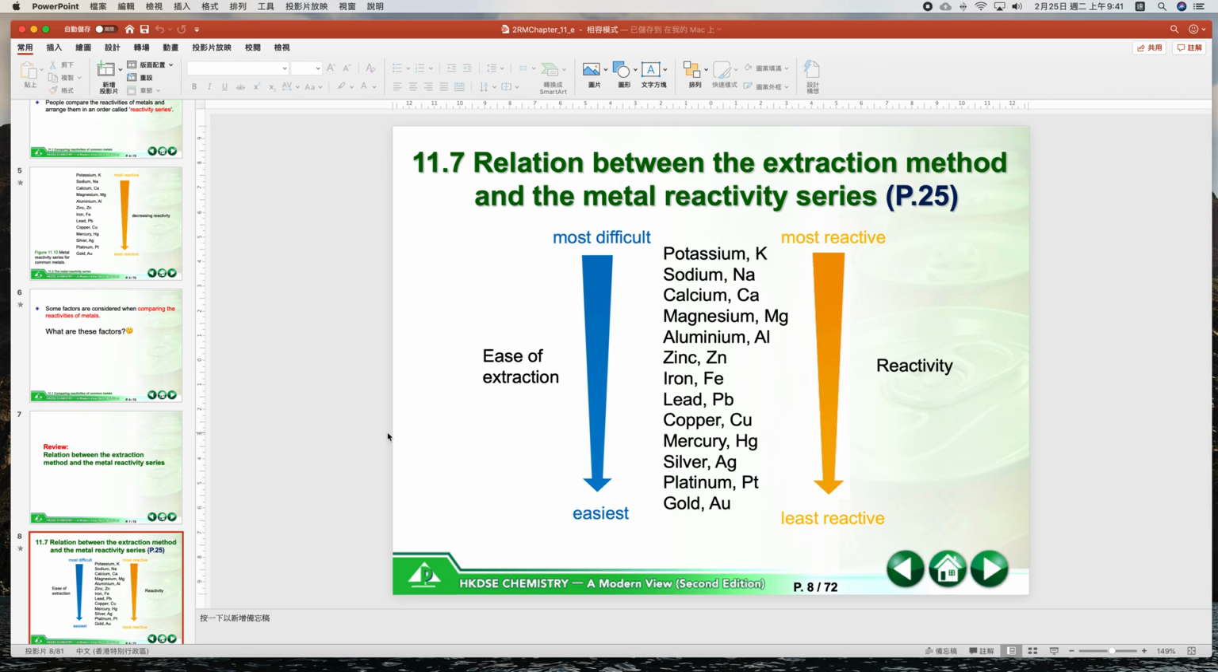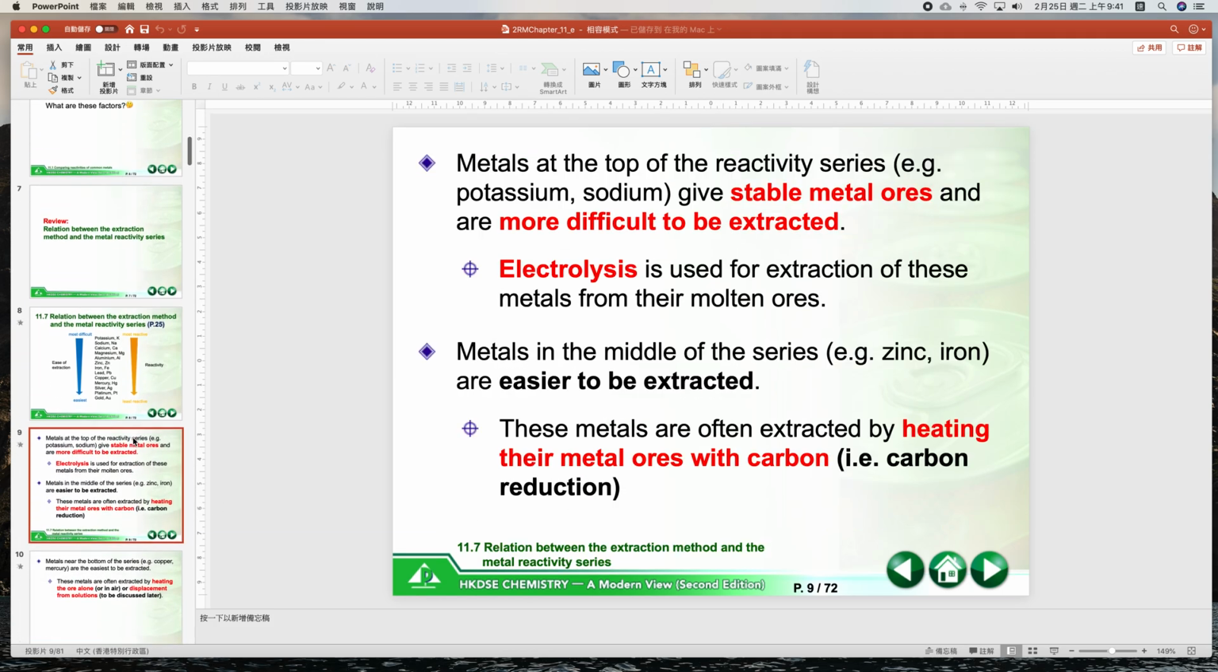In Form 3, from the experiment, we found that the more reactive metals, such as potassium, sodium, calcium, are most difficult to extract. On the other hand, the least reactive metals, such as silver, platinum, gold, can be extracted most easily. So that's why we can see the ease of the method to be used to extract different metals.